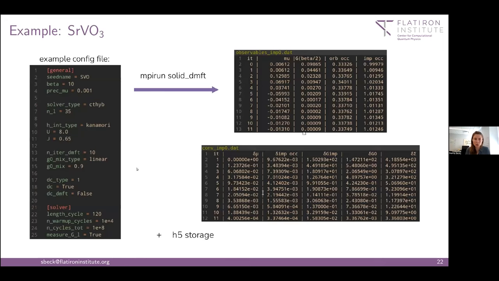So the way this is used, as I said, we have a scriptable config file. So you choose the temperature, you can choose the solver, you can choose the interaction Hamiltonian, how many iterations you want to do, the double counting, and then a bunch of parameters for the impurity solver. You run the executable and you get a very easy overview of the output. So this is just an observable file, the chemical potentials as a function of iterations, the orbital occupations, and also a different file that shows the convergence metrics, like your convergence on the impurity coherence function or the Weiss field. And then all the remaining quantities like Green's functions are stored in the HDF5.